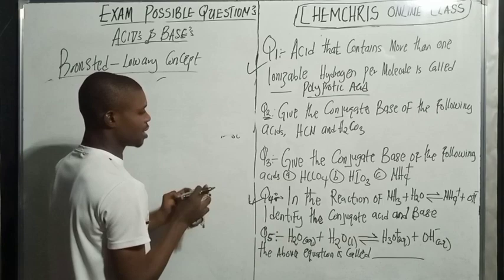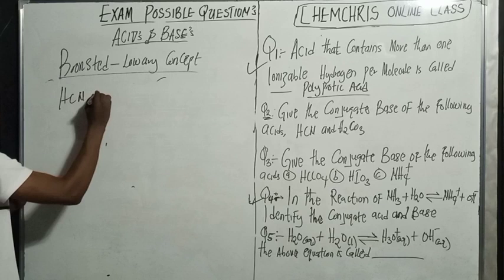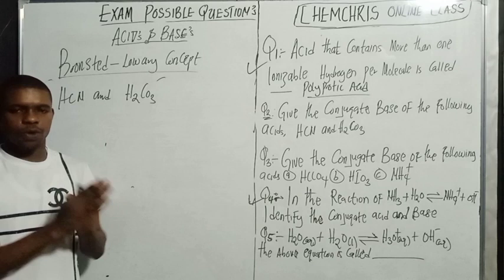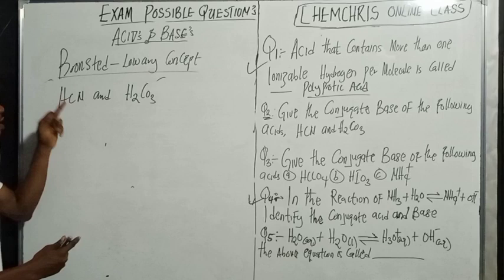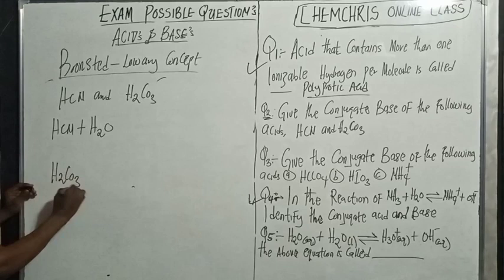Now, the question says: give the conjugate base for each of the following acids. Okay. So here we have two acids: HCl and H2CO3. What I want to do here is explain something to you. I want to react each with water, because water can act as a base as well as an acid. So imagine that HCl is reacting with water, and H2CO3 is reacting with water.